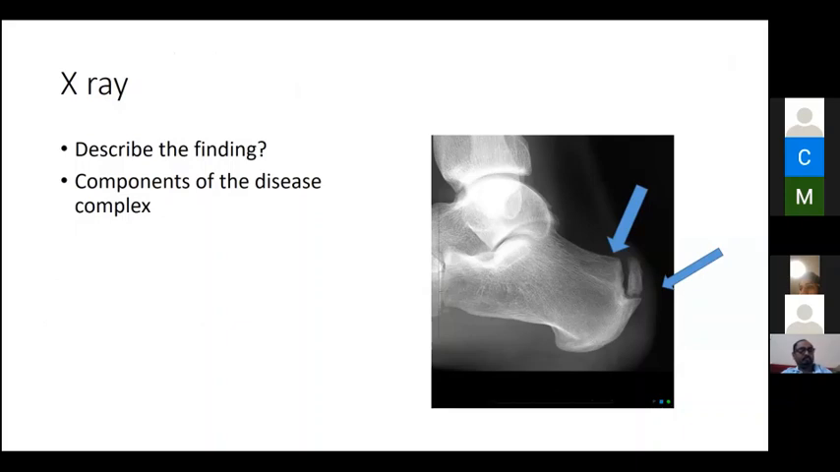So it is an X-ray of the lateral view of the calcaneum. A calcification at the site of insertion of the Achilles tendon. It is a well-defined smooth round calcification along with a projected bone of the posterior superior tubercle of the calcaneum, which is the Haglund's deformity. Yes. So very good. What are the components of this disease complex here now? So one is the calcific tendinitis, and the other is the Haglund's deformity.